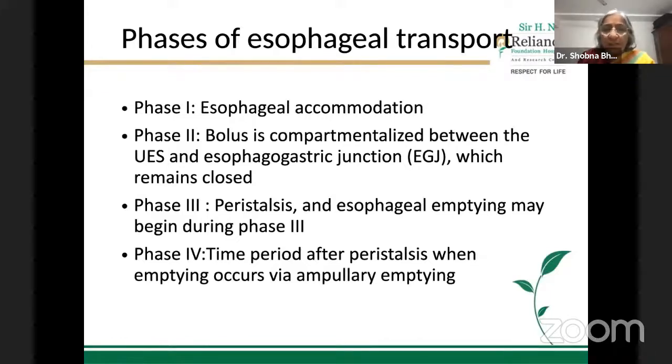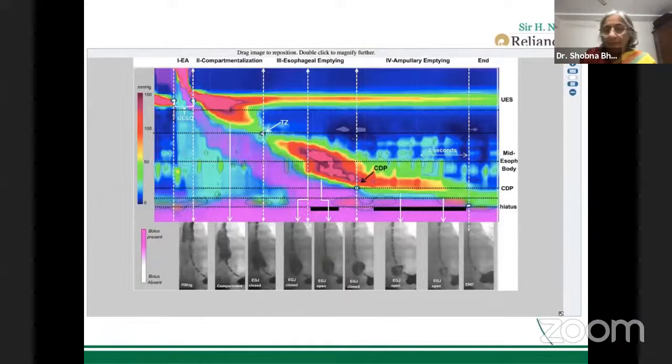The first is the phase of esophageal accommodation. I'll show you pictures of this. Then compartmentalization, peristalsis and esophageal emptying, and what happens after the peristalsis. And here it is. Again, please don't go by the colors and the complications. So you see this purple is impedance. For those who read solid state manometries, purple is the color of impedance and tells us the flow of the bolus as it goes down the esophagus.